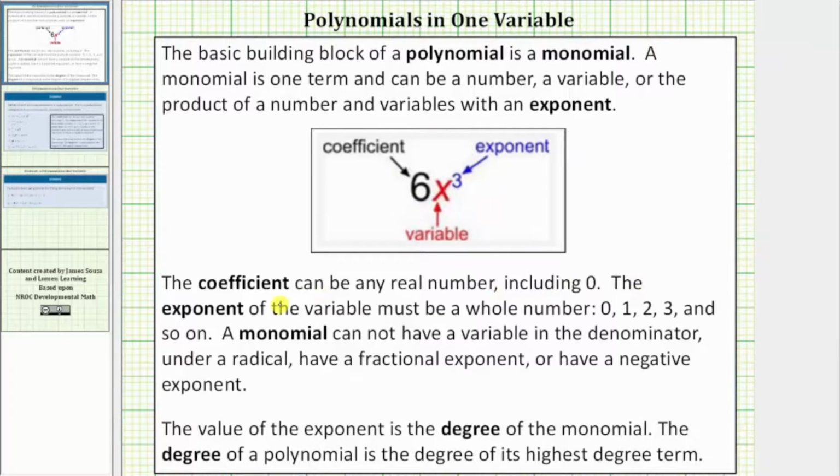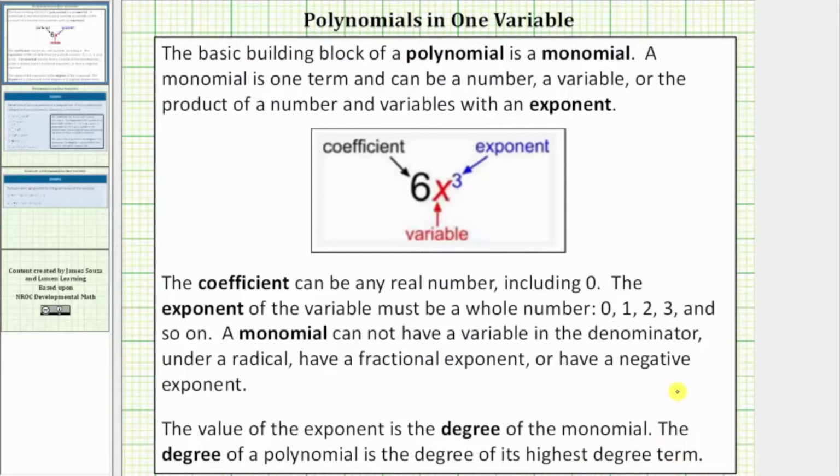The exponent of the variable must be a whole number, which means it must be 0, 1, 2, 3, and so on. A monomial cannot have a variable in the denominator, under a radical, have a fractional exponent, or have a negative exponent. And finally, the value of the exponent is the degree of the monomial, and the degree of a polynomial is the degree of its highest degree term.